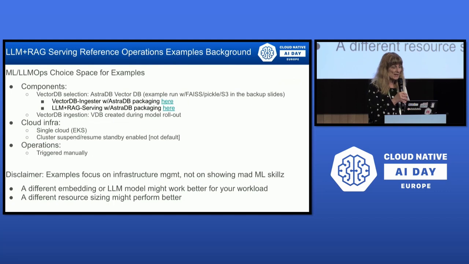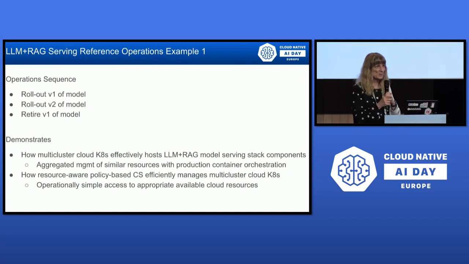One little disclaimer here: these examples focus on infrastructure management, not on mad ML skills. Like, I'm not a data scientist. So I chose a respectable embedding model for the VectorDB and a respectable open source LLM model, but some different model might work better for your workload. And similarly, the resource sizing on the Docker containers that you'll see in our repo was chosen for being able to demonstrate something, but it wasn't tuned heavily to make sure that it could be the optimal efficiency.